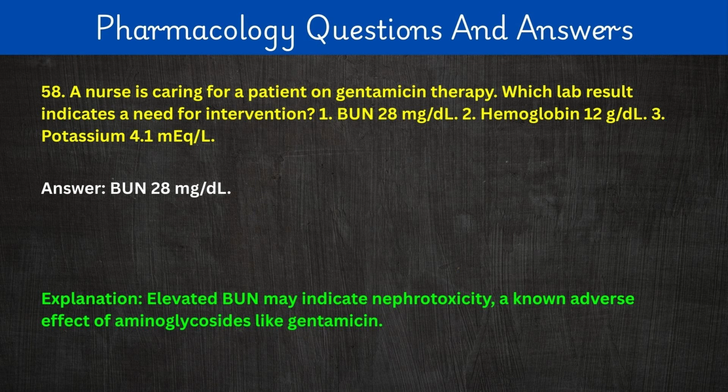58. A nurse is caring for a patient on gentamicin therapy. Which lab result indicates a need for intervention? 1. BUN 28 mg per deciliter. 2. Hemoglobin 12 g/dL. 3. Potassium 4.1 milliequivalents/L. Answer: BUN 28 mg per deciliter. Explanation: elevated BUN may indicate nephrotoxicity, a known adverse effect of aminoglycosides like gentamicin.